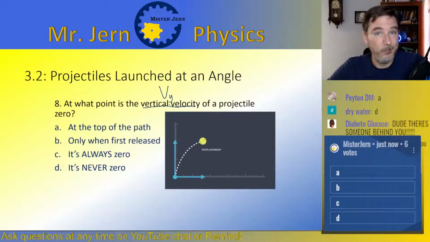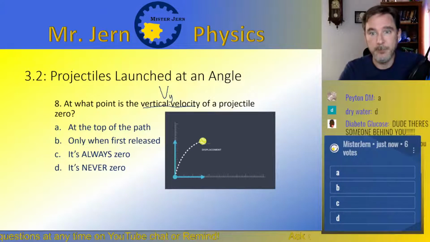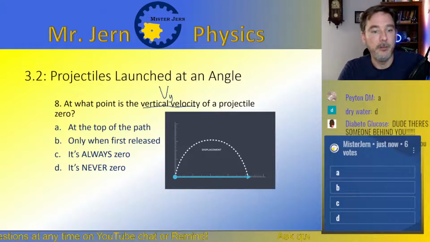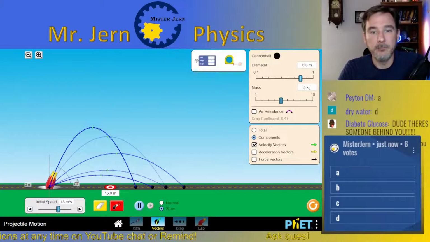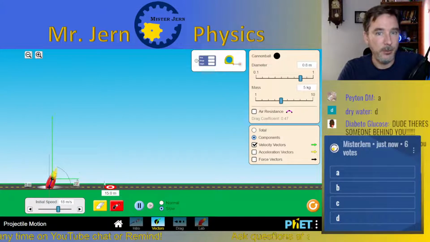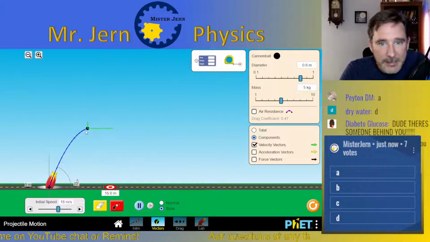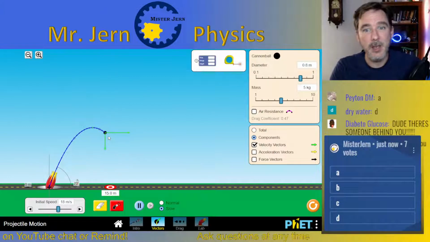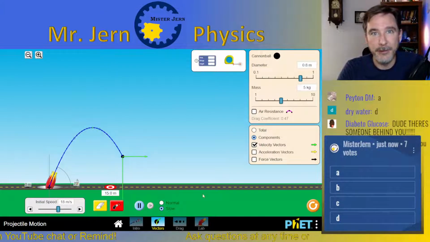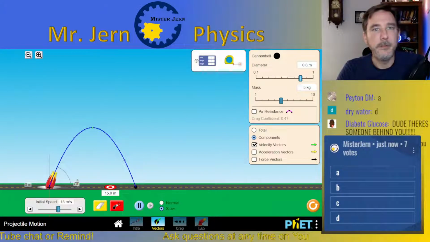You've drawn it. You just saw a little simulation of it. Vertical velocity being the vertical one, right? The up and down one. Look, it's getting smaller, smaller, smaller. Oh yeah, it's 0. And now it's getting bigger again, except negatively. Where was it 0?